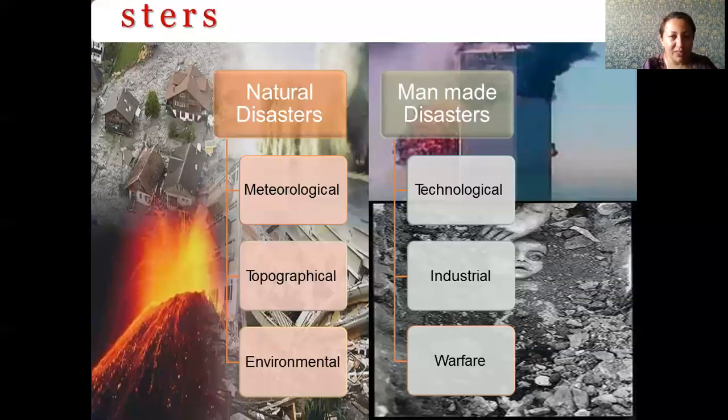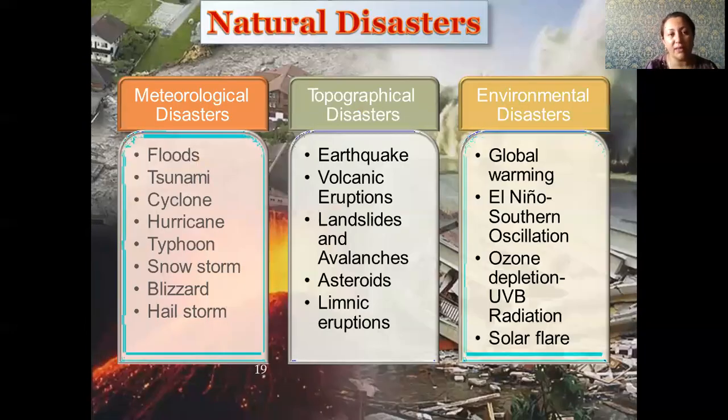Again, we have natural disaster and man-made disaster, as we mentioned before, but here more detailed information about natural disaster is given. Natural disaster can be meteorological, topographical, and environmental. Man-made disaster can be technological, industrial, and warfare. For natural disaster, pay attention to three columns. In the three columns, all the features and types are given for you as an example.